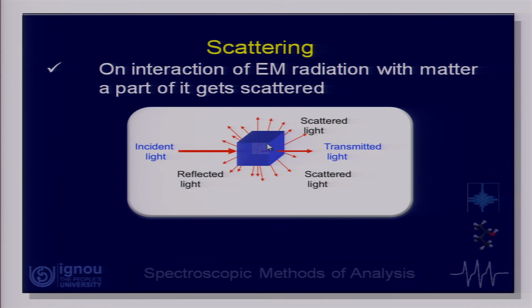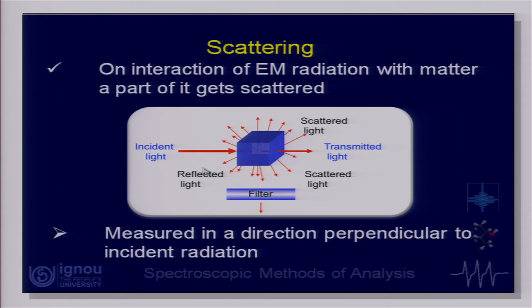You have a sample here, radiation comes there, strikes it, part of it gets reflected back because of the container, and then some radiation comes out as transmitted radiation. But in addition to these two, what we find is that all around, in all possible directions, there is certain radiation which comes out as scattered light, and this scattered light typically is measured in a direction perpendicular to the direction of incident radiation.